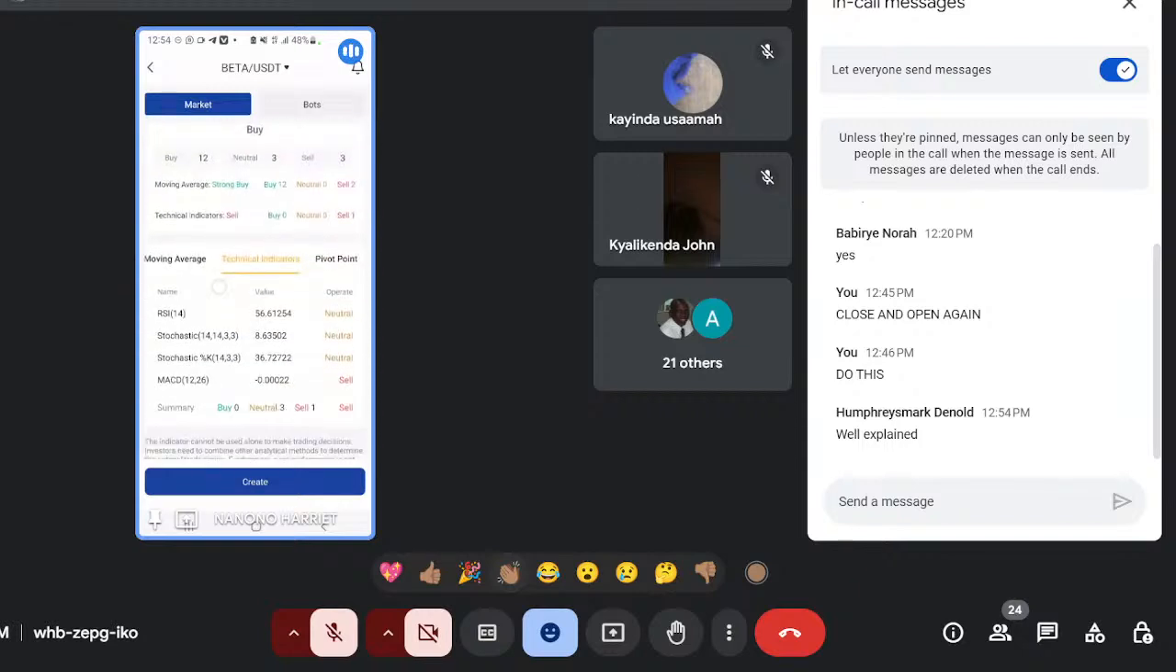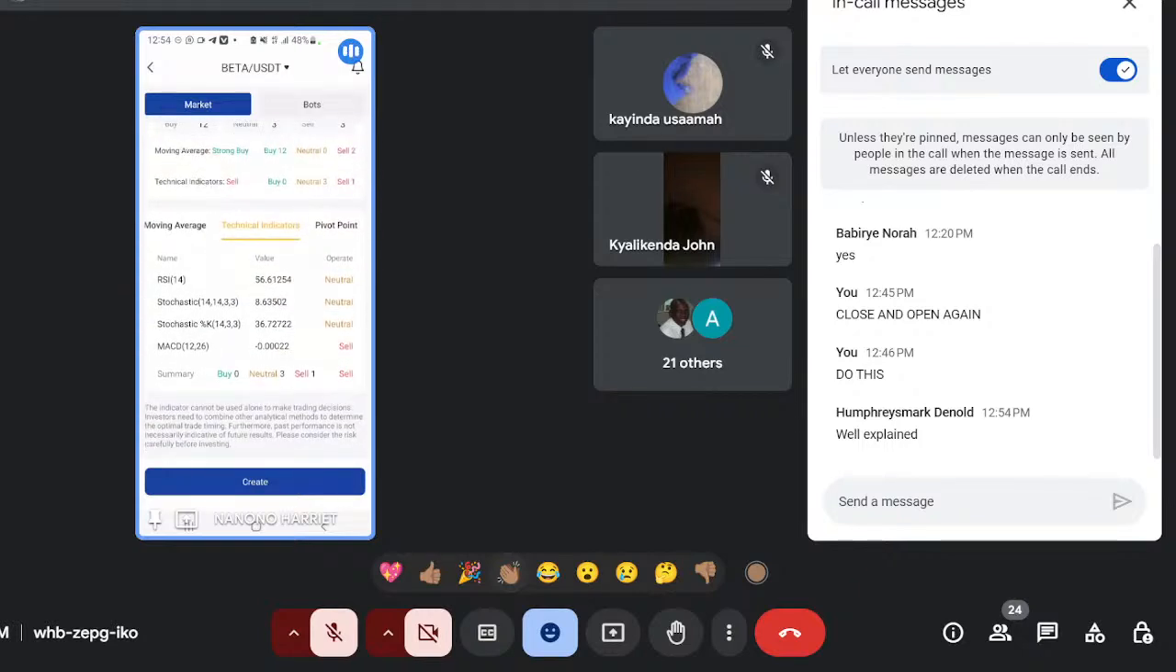And also, when we come down here, Royalq, these people are so wise. They said the indicator cannot be used alone. This RSI and the other meter, the indicator cannot be used alone to make trading decisions. Investors need to combine other analytical methods to determine the optimal trade timing. Furthermore, past performance is not necessarily indicative of future results. Please consider the risk carefully before investing.